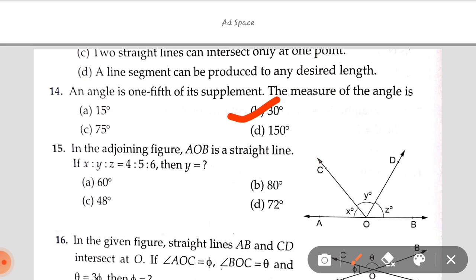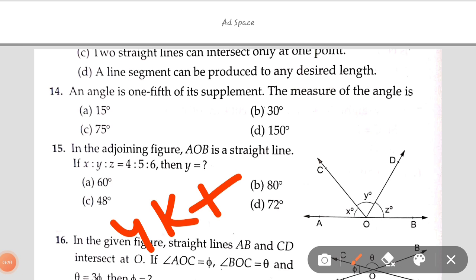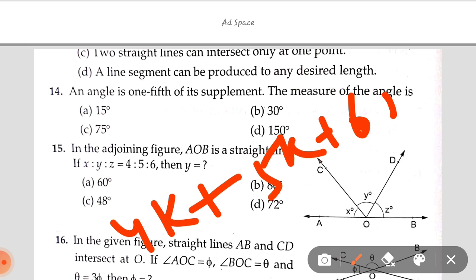We have to convert it into the same ratio, then write it in k form, that is x is equal to 4k. And we know that the sum of all the angles is equal to 180 degrees. Then we also have 5k plus 6k is equal to 180.